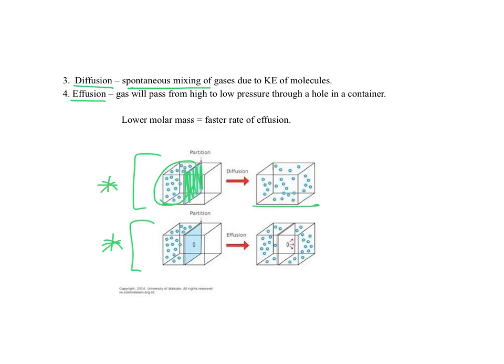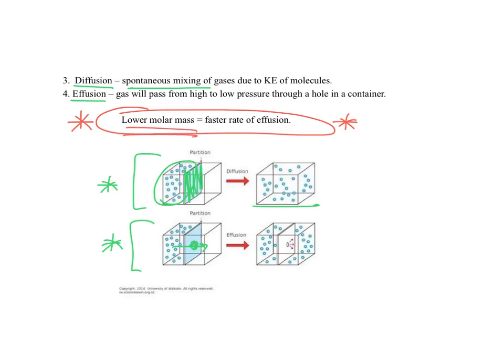Effusion is kind of the same idea, and that is if you have a little opening in the container, those gas molecules are going to go through that little opening and spread out into the other side. You need to know those definitions. You also need to know this right here. They'll ask you which gas will diffuse or effuse more quickly. The lighter they are, the easier they are to move to the other side. So lower molar mass equals faster rate of effusion.